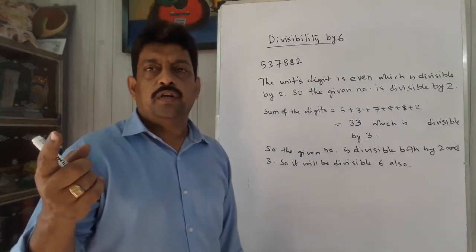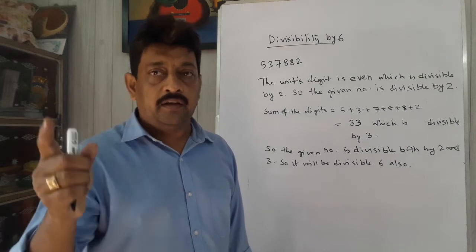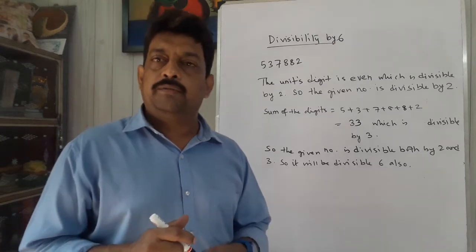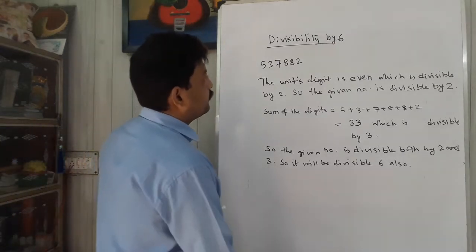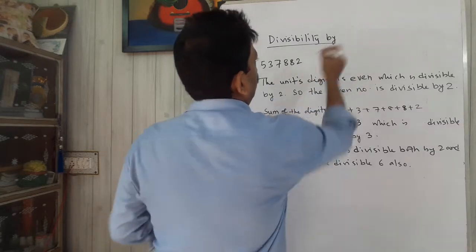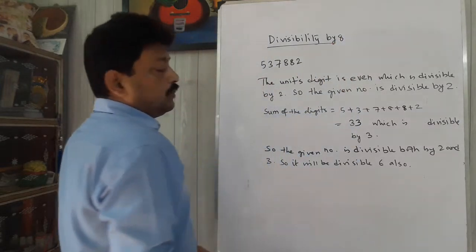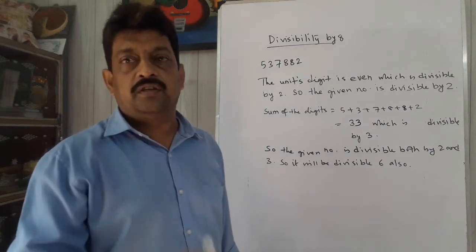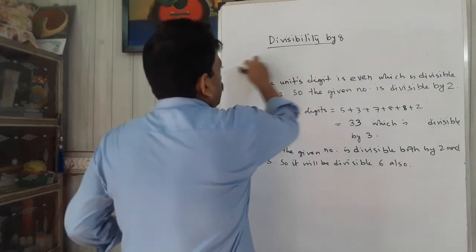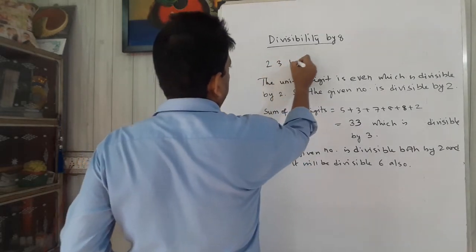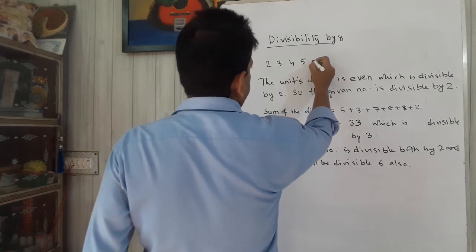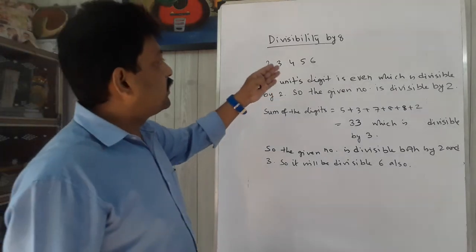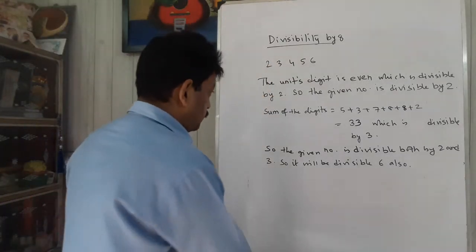Now I am going to check the divisibility by 8 and 10, and after 8, 9, 10, and afterwards I will tell you how to check the divisibility by 7. In case of divisibility by 8, what we have to do? We have to check the number formed by the last 3 digits. We have to check whether this number is divisible by 8 or not.